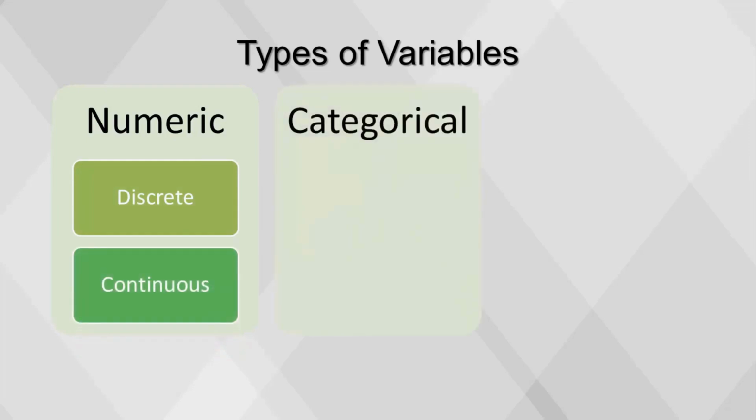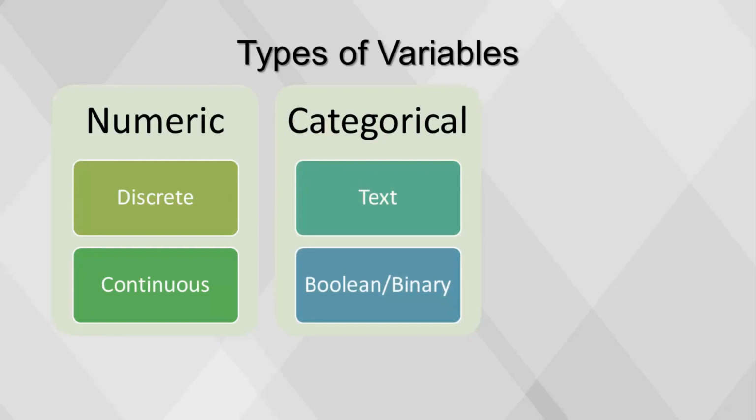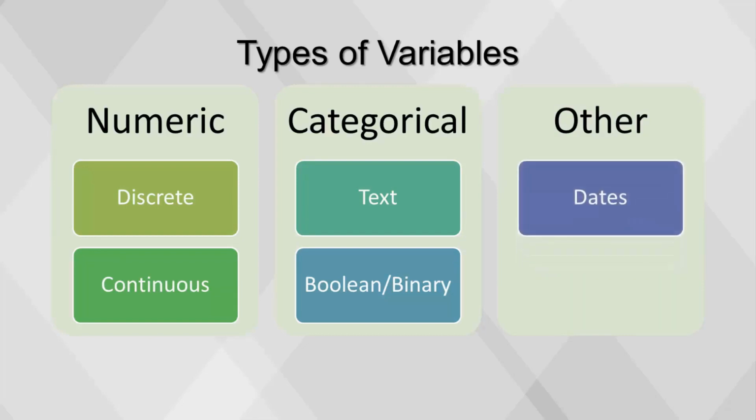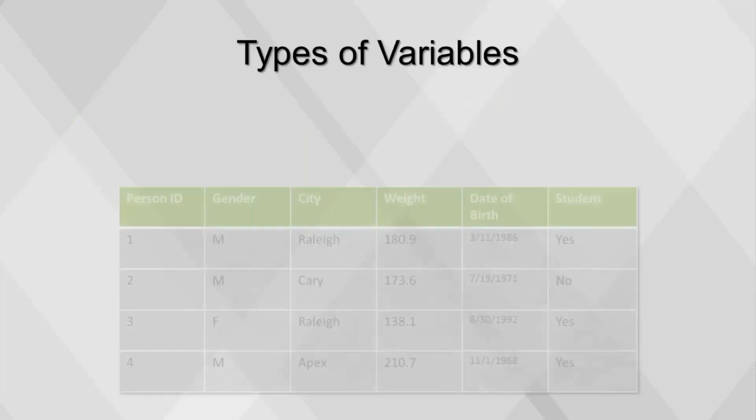Categorical variables include text, which is any combination of letters, numbers, and symbols in strings or characters, and Boolean or binary variables, which contain only one of two possible values. Variables that can be treated as either numeric or categorical include dates, such as date-time, date or time, and spatial objects, which show location, such as latitude and longitude.